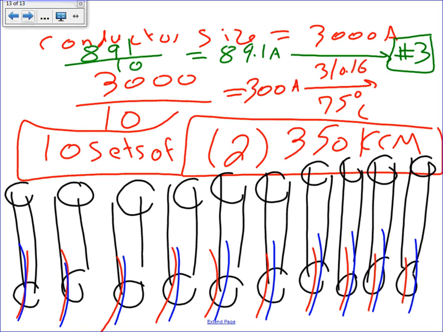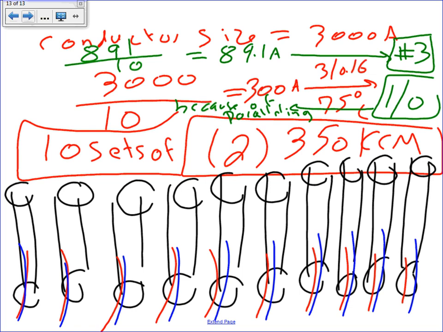Okay, so because of paralleling, the size will be 1 aught. I'm going to write here, because of paralleling. Yeah, I know somebody's going to ask me about that one. I forgot the code reference for when we parallel. All conductors, when you parallel them, have to be the same. I'll get you there. I think it's 300, if I remember.